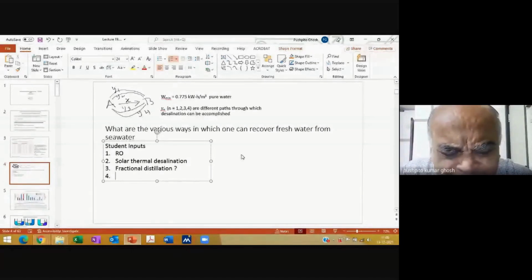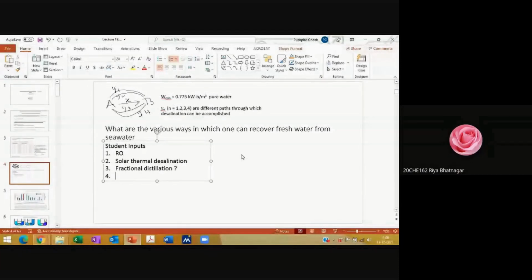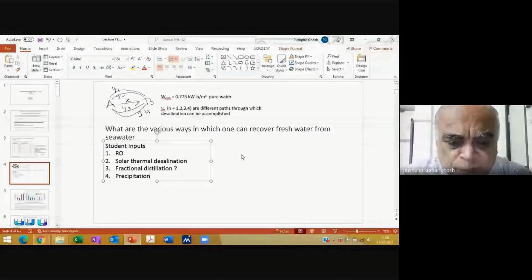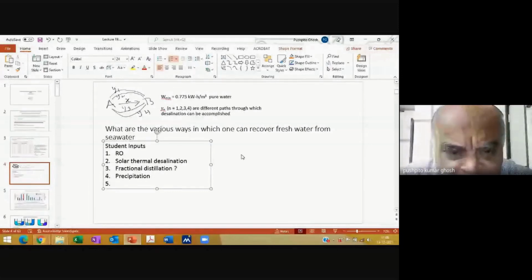And just think commonsensically, you don't have to worry about whether you are right or wrong. Don't get inhibited. Precipitation of the salts. Wonderful. Why not? Precipitation. Okay. If there was some method of precipitation, great. Yeah. Very nice. Yeah, think like that. Something else?